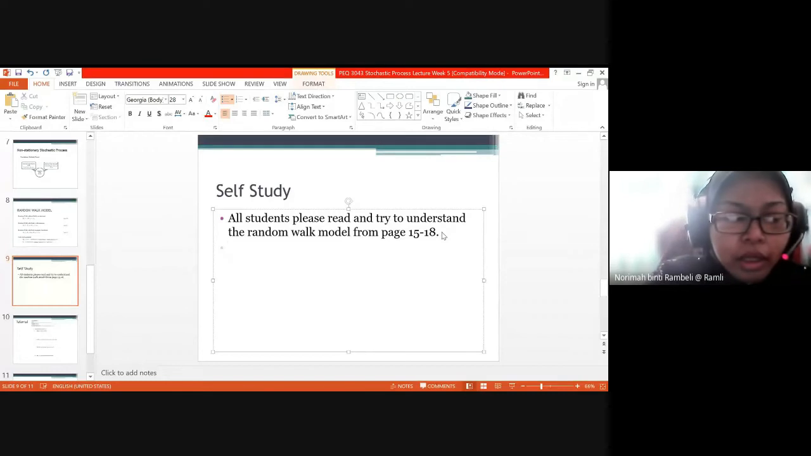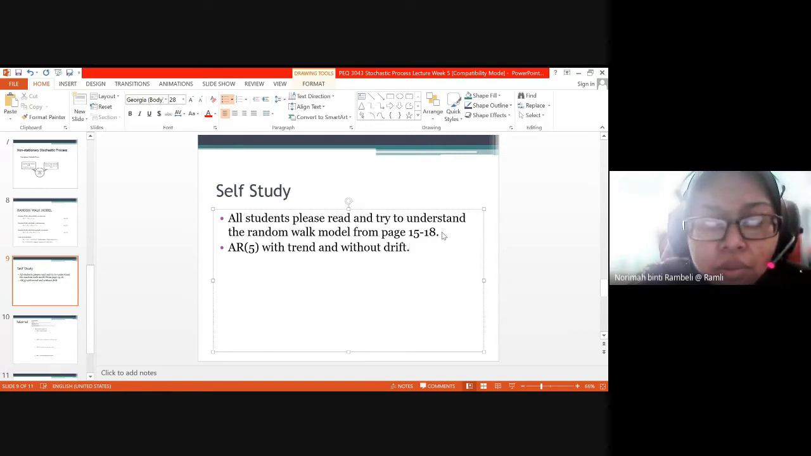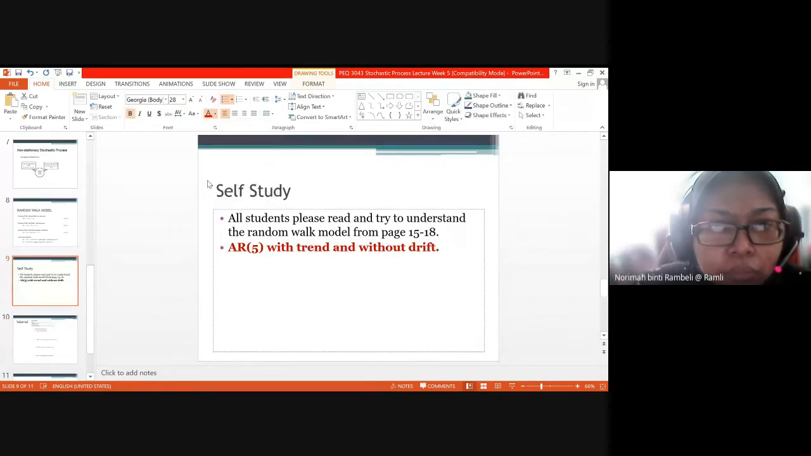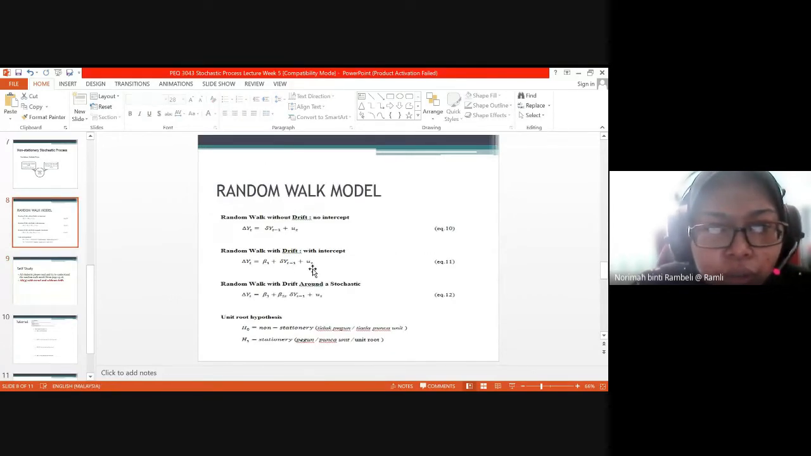But here, let's talk about AR5 with trend and without drift. Okay, somebody tell me. Can you understand what you should write? To answer this, you have to refer to equation 11. Equation 11, but it's not T minus 1, but T until minus 5.